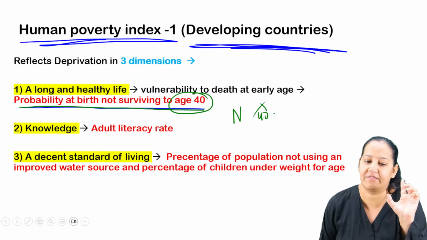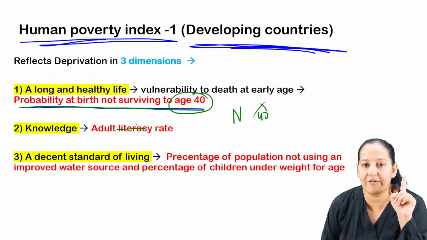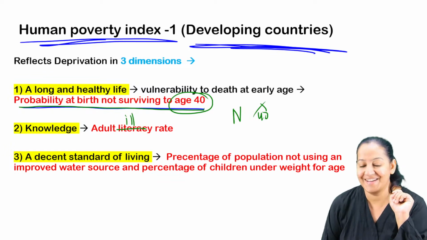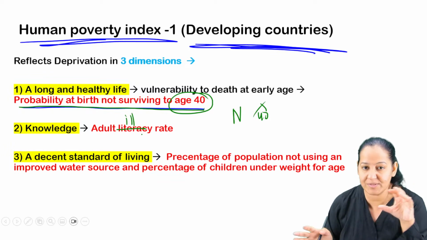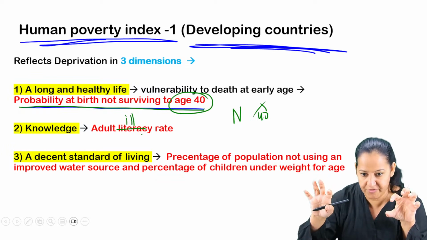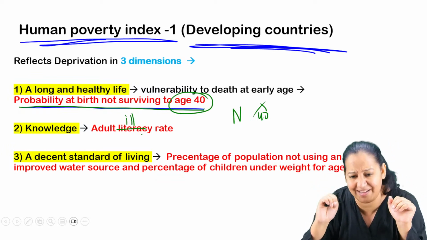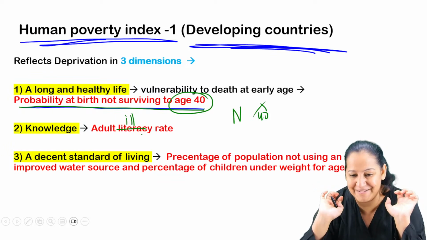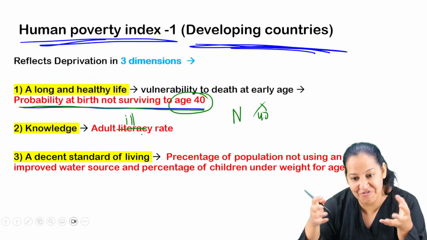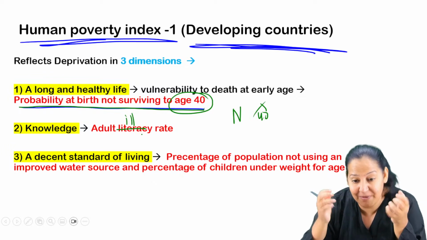That indicates longevity. For knowledge, we look not at literacy, correct it, it is the illiteracy rate. See how many people are illiterate in the country. Don't see how many are literate. There are two countries now. See how many are illiterate here and how many are illiterate here. See the glass is half empty. Don't see the filled one, see the empty one. So see the illiteracy rate of the two countries and compare them. You are looking at deprivation.